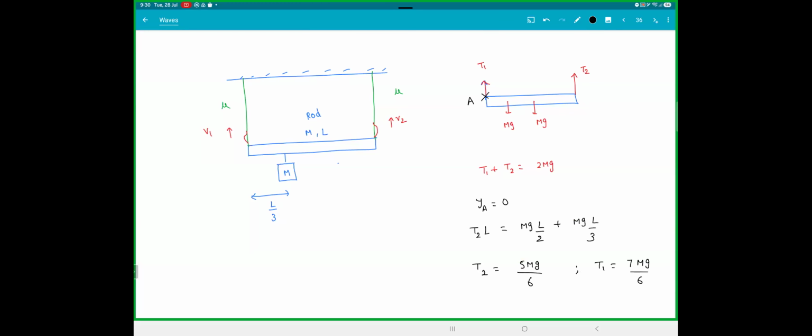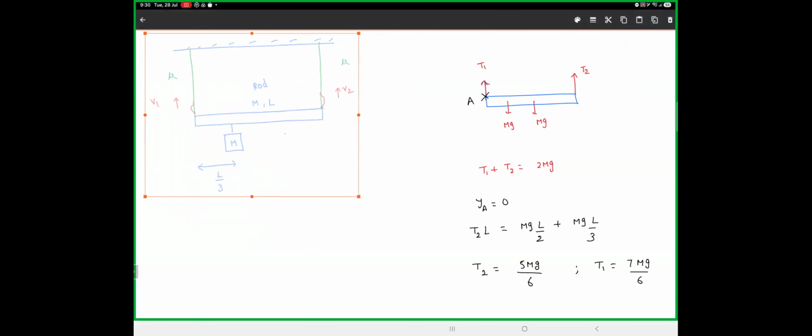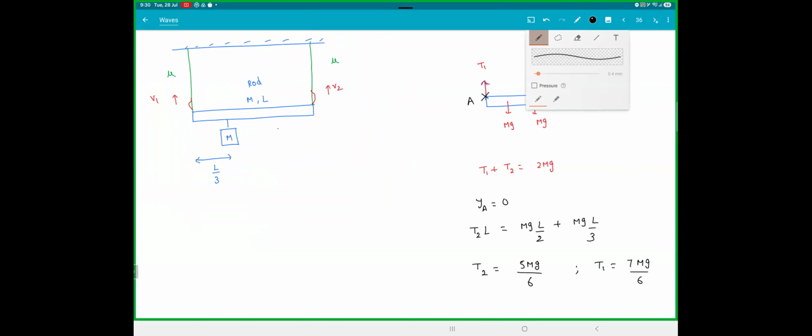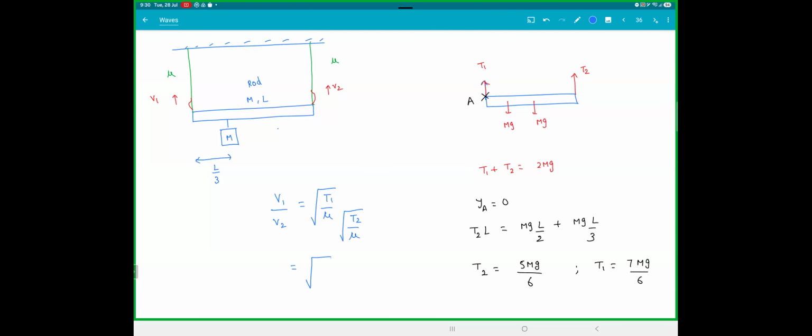This is a pure rotational question. Once you have the tension, the wave speed formula is root over T by mu. So V1 by V2 is root over T1 by mu divided by root over T2 by mu, which is root over T1 by T2. T1 by T2 is 7 by 5, so V1 by V2 is root over 7 by 5. Once you know how to find the tension, the question is over. You just have to substitute in the formula.